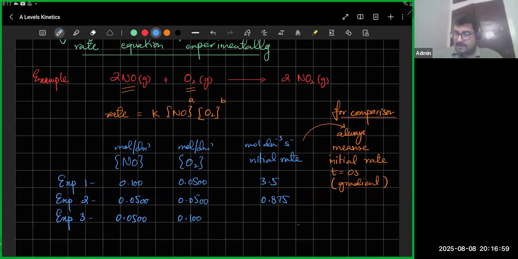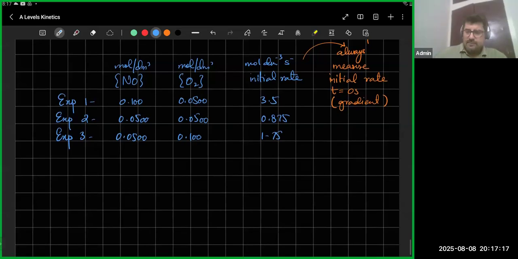And when he does that, the rate is now 1.75 mole per dm cube per second. I said, that's it. Now they won't ask you to do any math on this. By just looking at it, you should be able to predict what the rate is. By just looking at it, you will get an idea about the orders. So now if I compare, this is how you're going to write the answer.